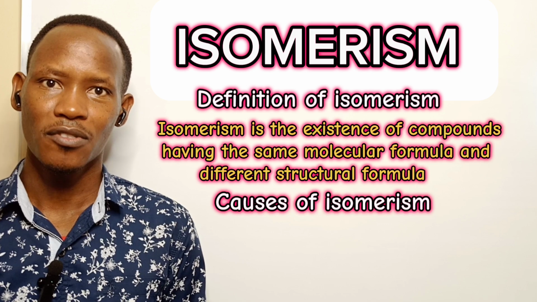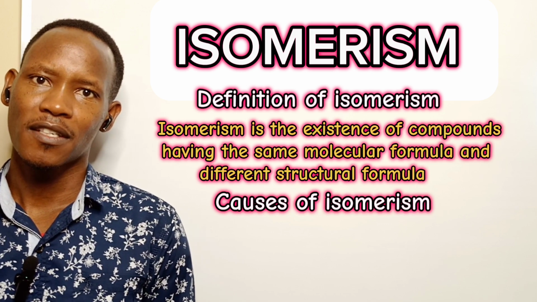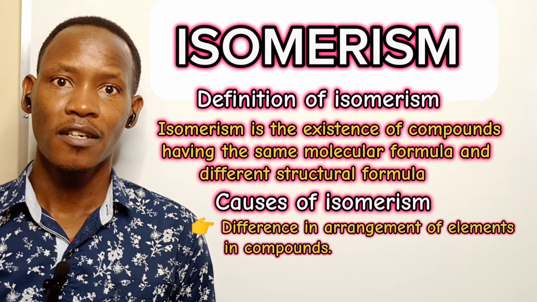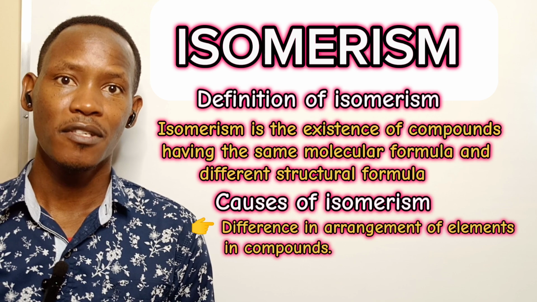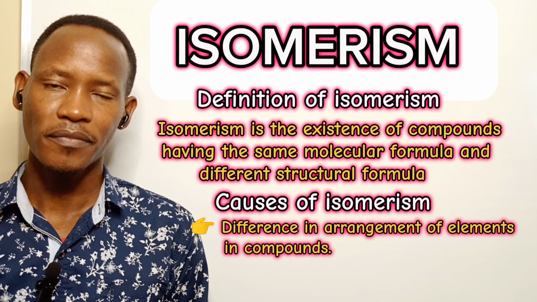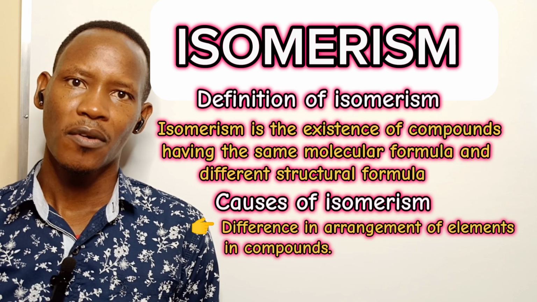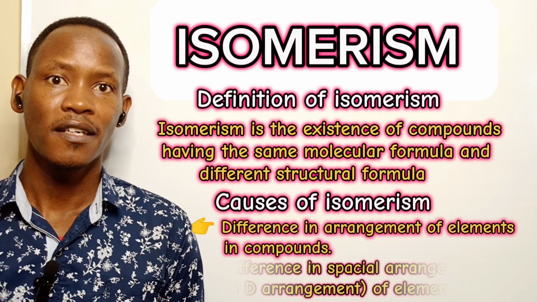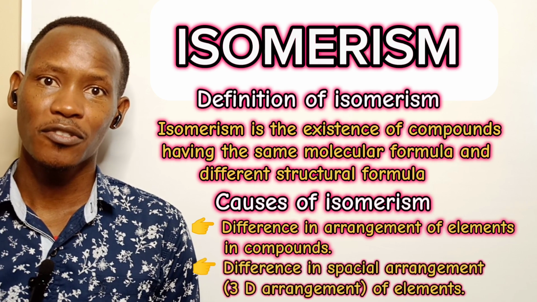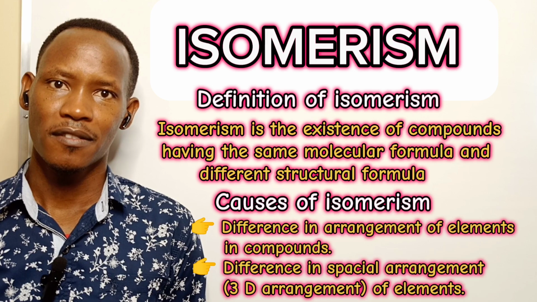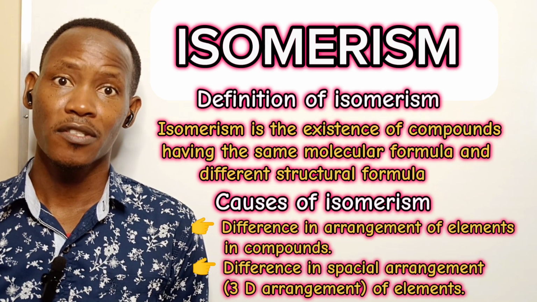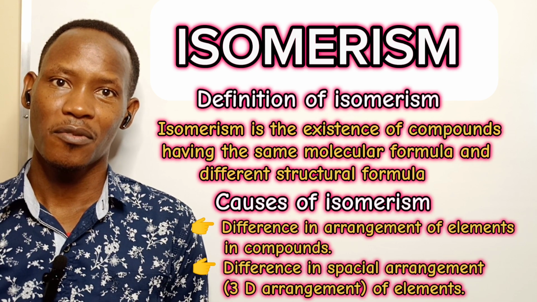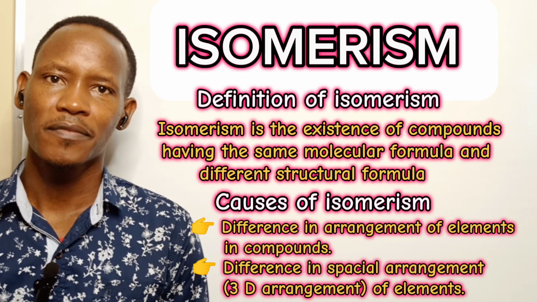Well, two reasons can be used to account for this. The first reason is that organic compounds may have the same molecular formula and different structure formula due to the difference in arrangement of elements in the compounds. And number two is that organic compounds may have the same molecular formula and different structure formula due to the difference in spatial arrangement of elements in the compound, or some other sources of chemistry literature call this three-dimensional arrangement of elements in the compound.